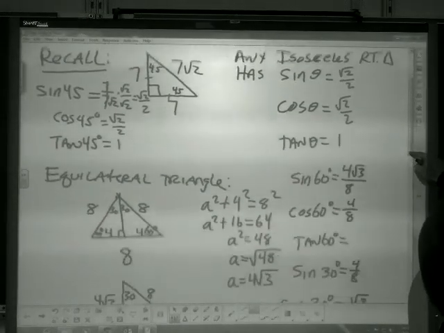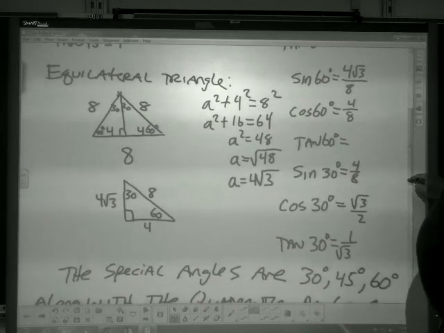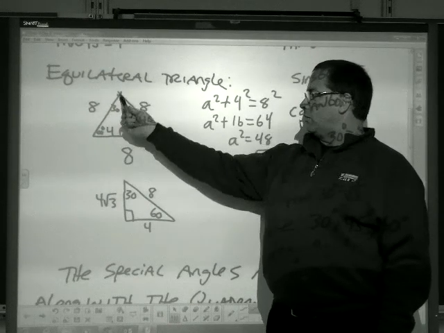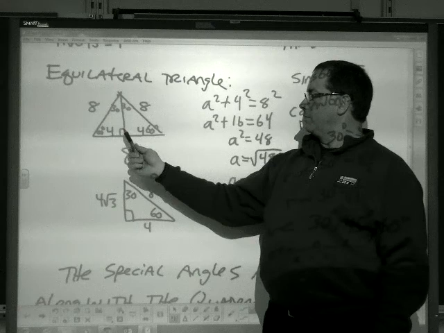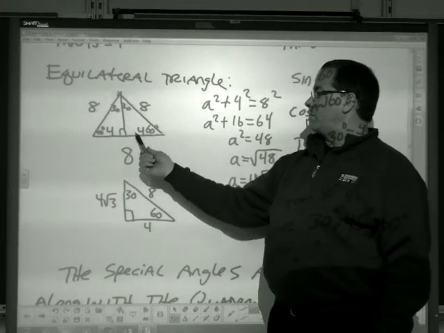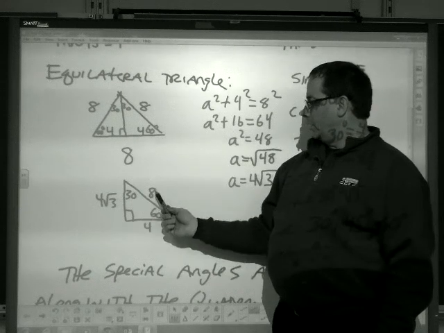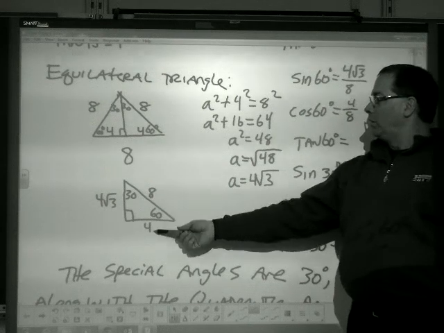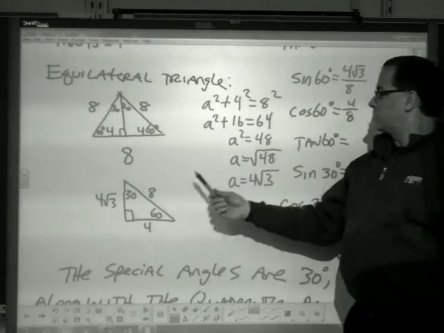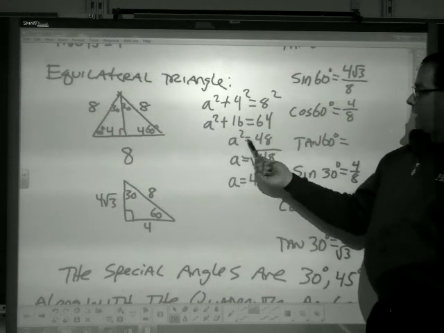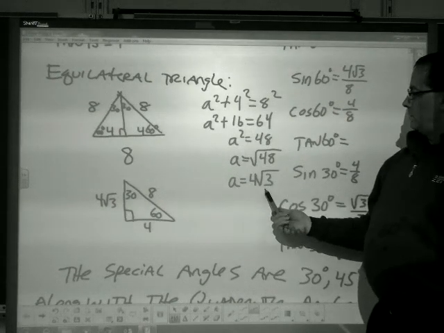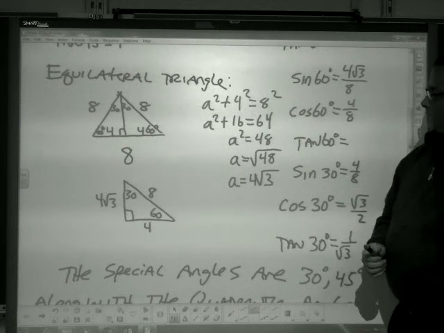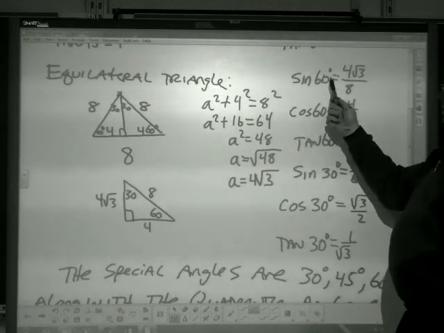Okay? Equilateral triangle. Well, in an equilateral triangle, here's one that I made up, sides 8. I can drop an altitude perpendicular to the base. What I'm going to do is redraw this little triangle right here. 8 and 4. If we do Pythagorean theorem using the 8 and the 4, a squared plus 4 squared is 8 squared, Pythagorean theorem tells us that the missing side is 4 radical 3. Just simplifying radical 48.